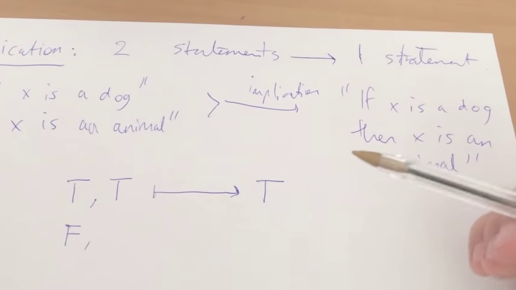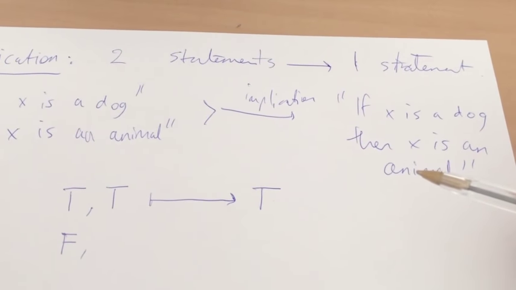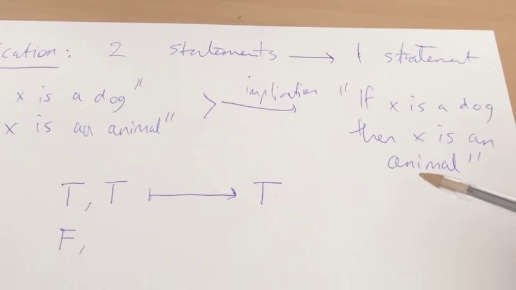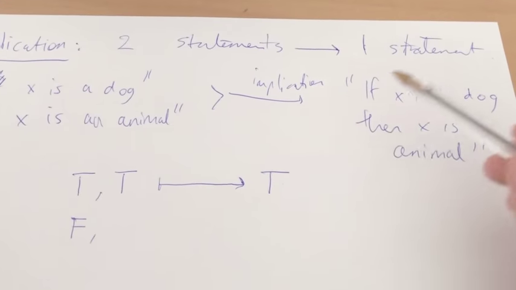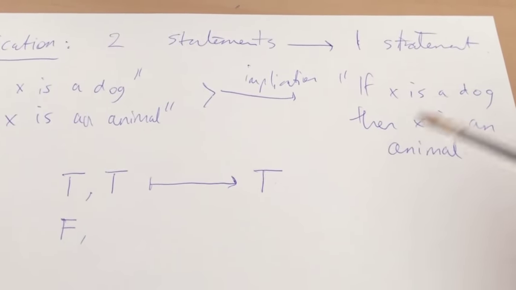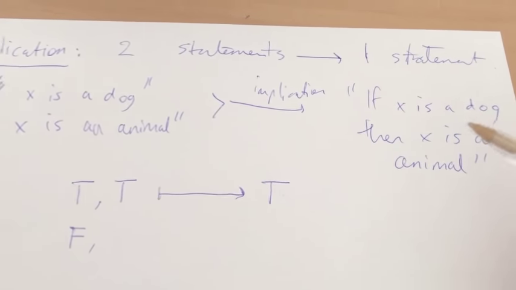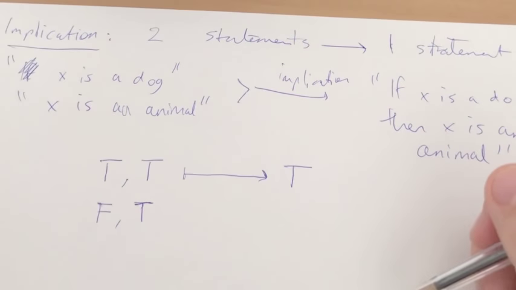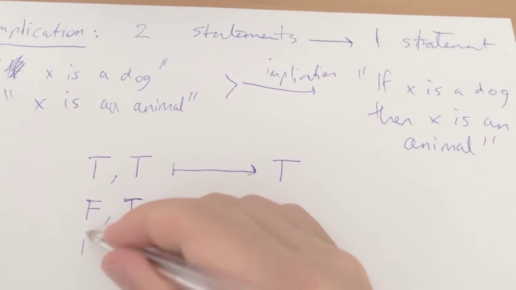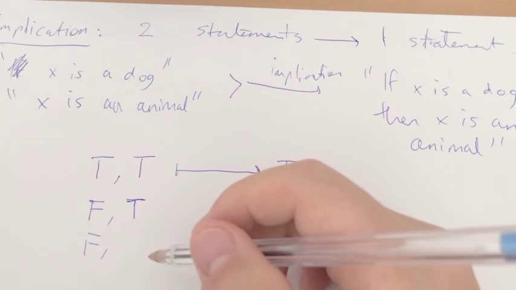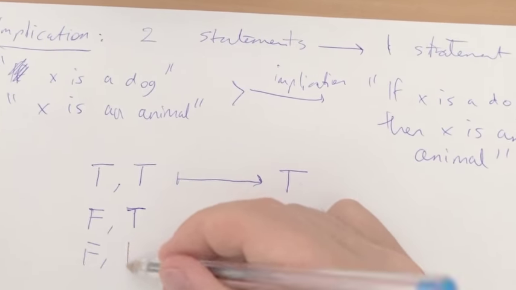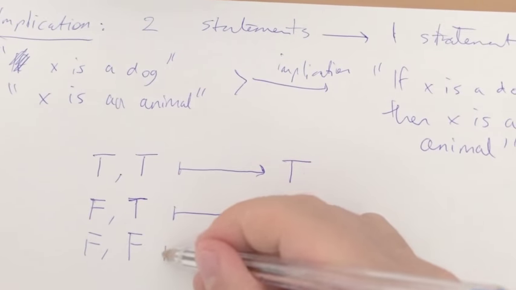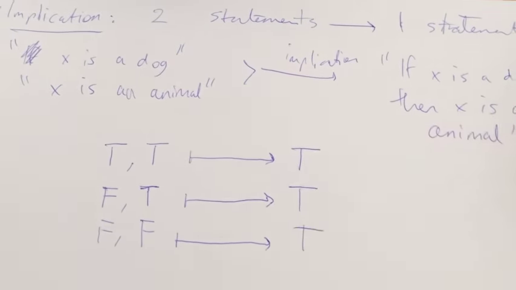Because if you take a plane, then it's not an animal. So the then is not satisfied, but we don't really care about that because we care about the whole if-then. If the if is not satisfied, we don't even look at the statement anymore. So whenever X is not a dog, it doesn't matter whether X is an animal or not. We don't even care whether it is or it's not. The statement will always be true.